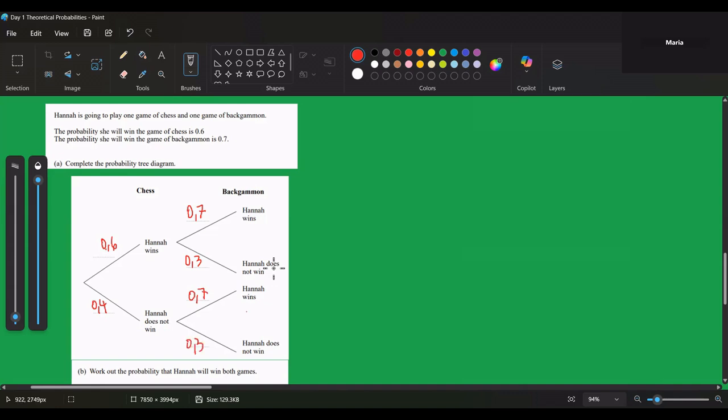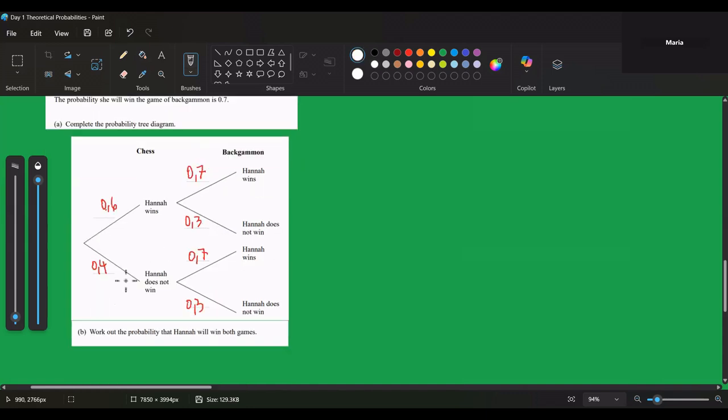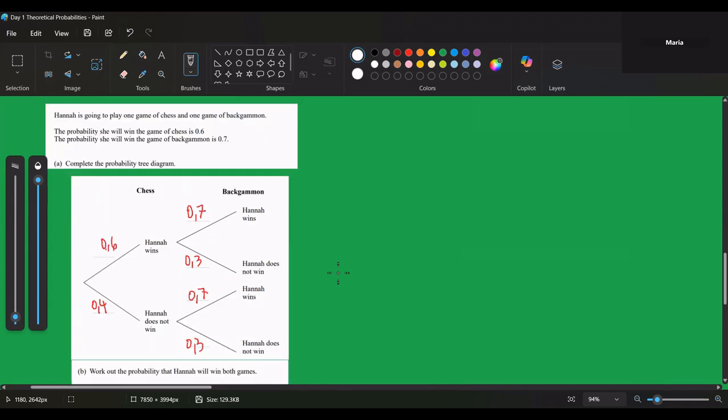So already there you have half of the information you need to solve the problem. They ask you a question: complete the tree diagram, which we've done. Work out the probability that Hannah will win both games. So how will you do that? You multiply the probability of a win: 0.6 times 0.7, right? So it's 0.42. Can I confirm, Mister? Yes, please. Yes, you're correct. 0.42. So that is it.